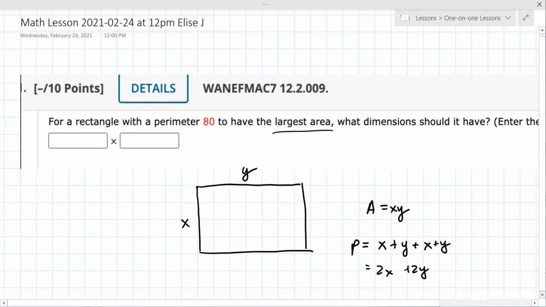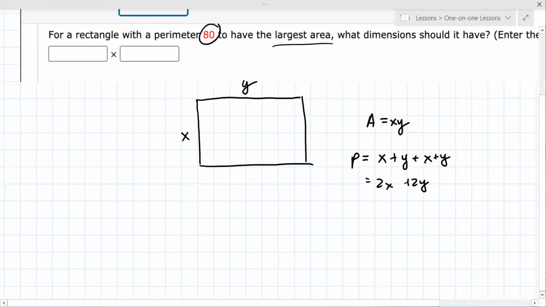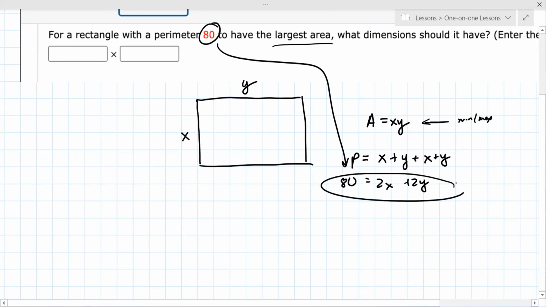But they give you that value. They tell you that's 80. 80 is the perimeter. You actually did this problem in a pre-calculus class or a college algebra class, but you didn't use calculus. What you do is you have this thing you're trying to min or max. In this case, you're trying to max, and you take this equation and you substitute it back in. We're going to solve this equation for y.